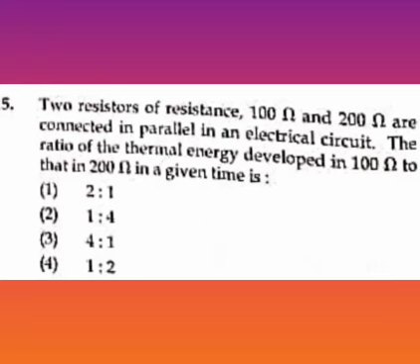Question number 15. Two resistors of resistance 100 ohm and 200 ohm are connected in parallel in an electric circuit. The ratio of the thermal energy developed in 100 ohm to that in 200 ohm in a given time is: option 1, 2:1; option 2, 1:4; option 3, 4:1; option 4, 1:2. The correct answer is option 1, 2:1.